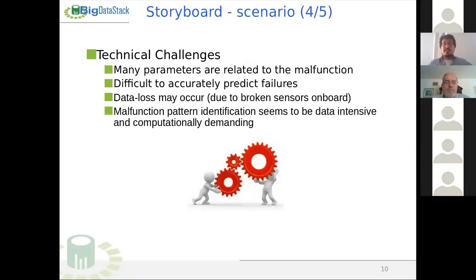We have some technical challenges. There are many parameters related to this malfunction, so it is very difficult to accurately predict failures. We also have an issue with data loss due to broken sensors on board. It's a very difficult environment with a lot of humidity and high temperatures. In general, identifying a malfunction pattern seems to be data intensive and computationally demanding.